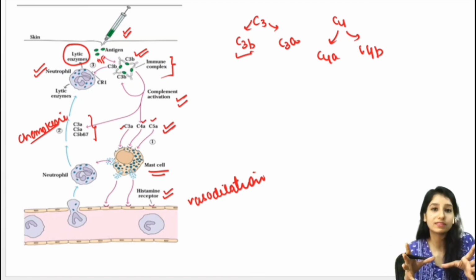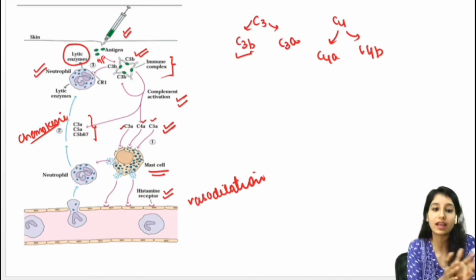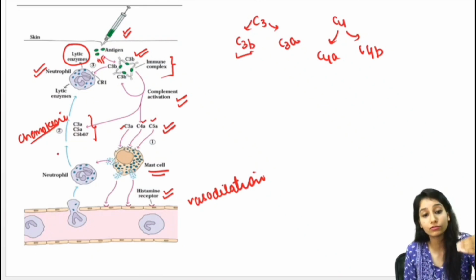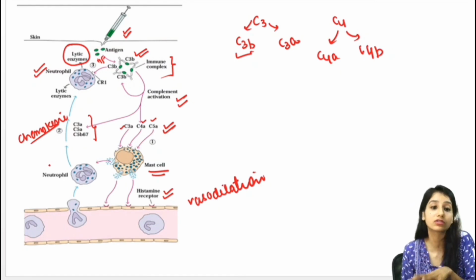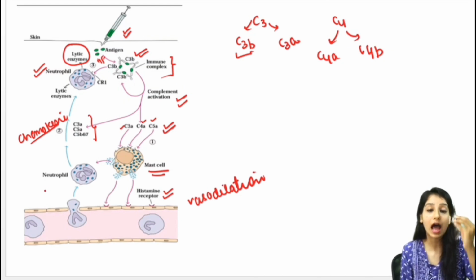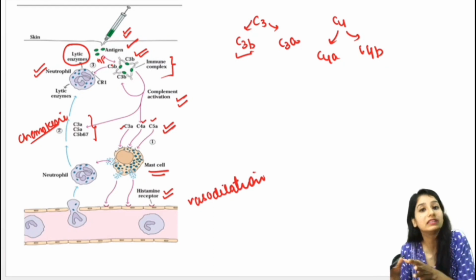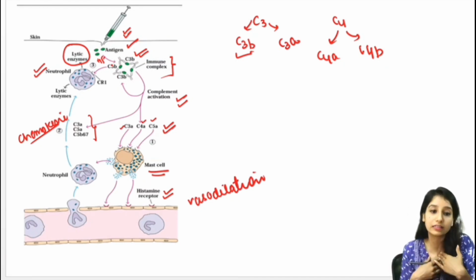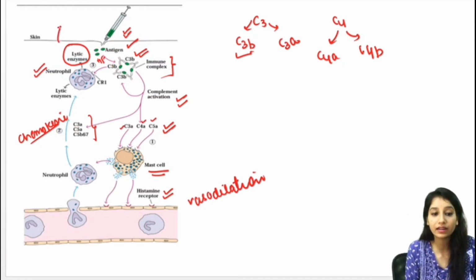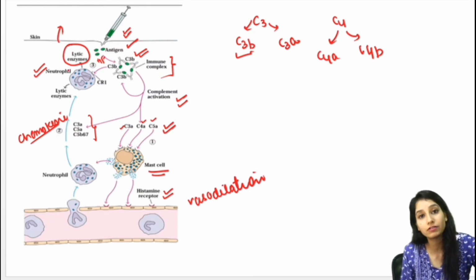So in short, a huge number of cells are coming to the location where this immune complex is present. Histamine is releasing. Neutrophils are releasing the lytic enzymes, and more neutrophils are coming. More and more mast cells are there. So what are they causing? They are trying to destroy this immune complex, but with that they are also destroying our own cells, because these lytic enzymes will start destroying our cells also.